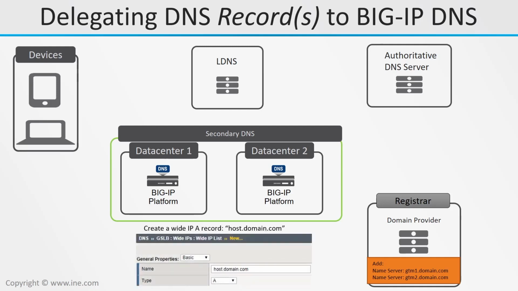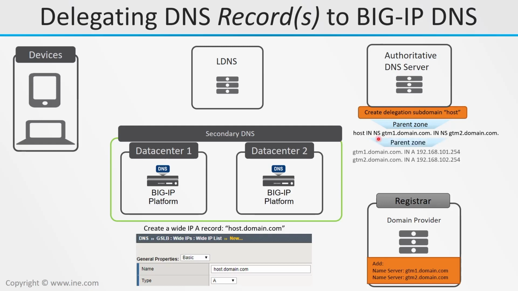So we'll start by creating the wide IP A record, and we'll use host.domain.com, and this is going to be our secondary DNS server, and we'll create the delegation subdomain called host. We will then take that host and map it to NS records for both GTMs, the respective data centers. Then still in the parent zone, we'll create the A records for the GTM listeners, public listeners, and then we'll start the flow.